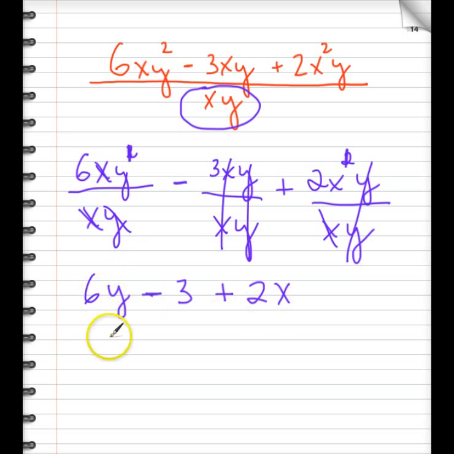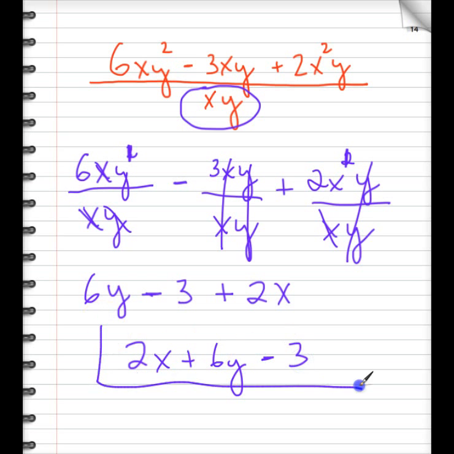So here you have it. If you like to change it into x, y, and then constant, you could rewrite it as 2x plus 6y minus 3. Final answer. Okay, again, dividing by a monomial is not too difficult. It's just splitting up the denominator, which is the divisor, amongst the terms in the numerator, and simplifying.